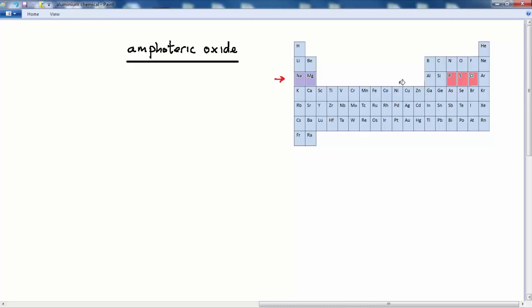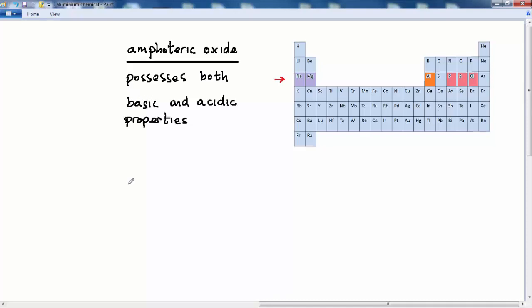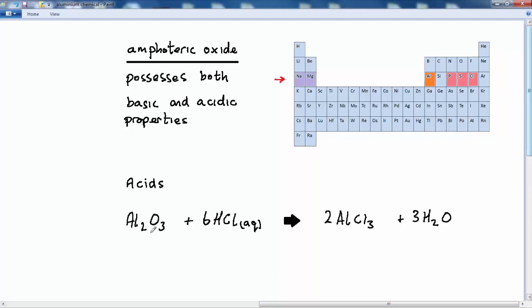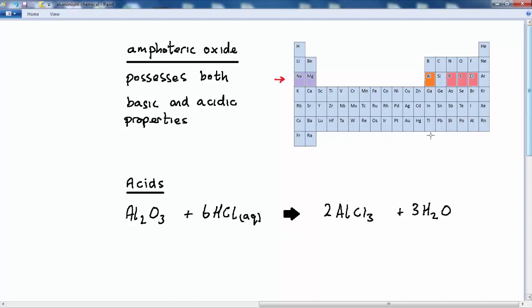But aluminium oxide, being positioned in between the acidic oxides and the basic oxides, tends to possess both basic and acidic properties. And this is what we mean by an amphoteric oxide, that it possesses both basic and acidic properties. So it will react with acids, for example, dilute hydrochloric acid. So you've got aluminium oxide reacting with dilute hydrochloric acid to produce aluminium chloride and water, and it will also react with bases, with alkalis.